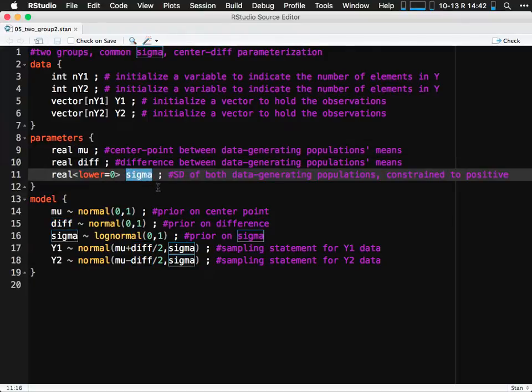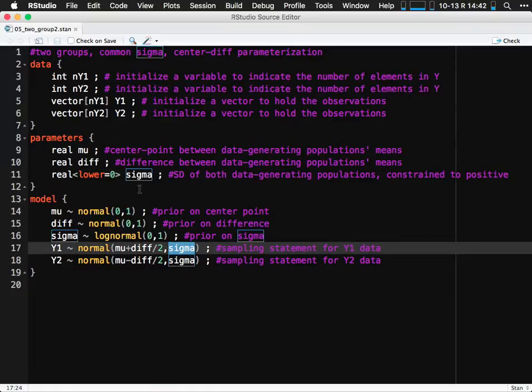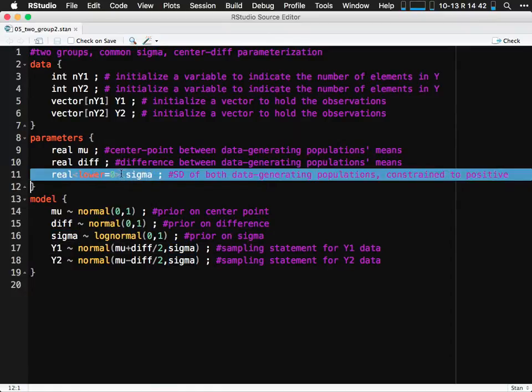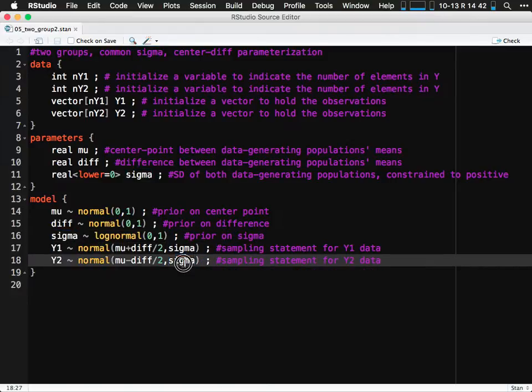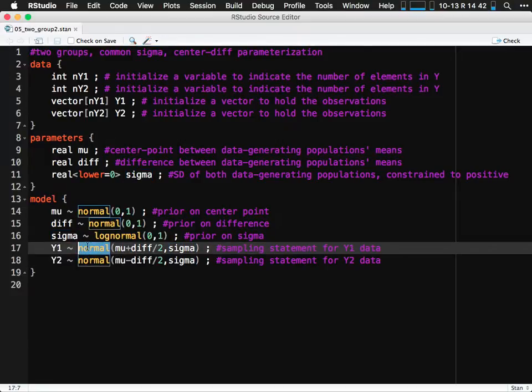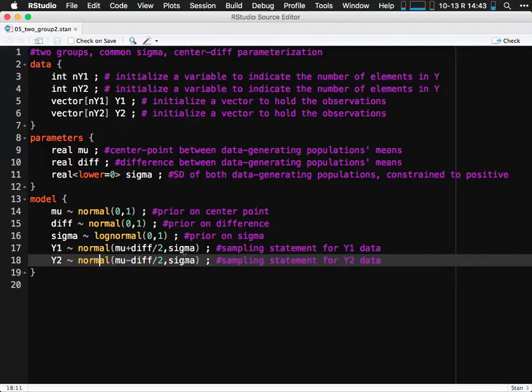But we still have sigma, because the model still has sigma there. Nothing has changed about sigma. Still lower bound at 0. We still have the log normal prior on it. And it's still being used as the common variability parameter for the generative model that is saying y1 is normal with some mean plus sigma variability, and y2 is normal with some mean and sigma variability.